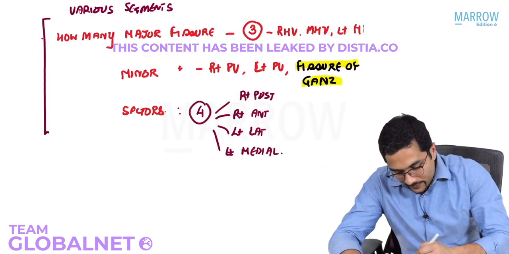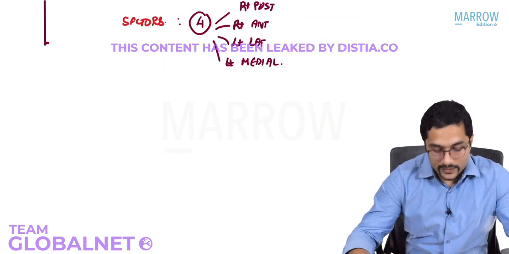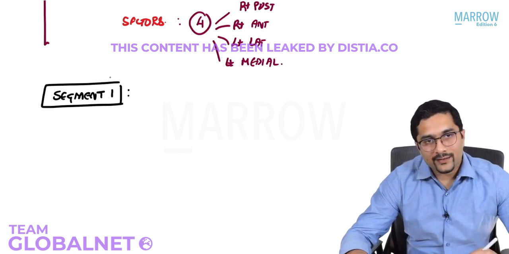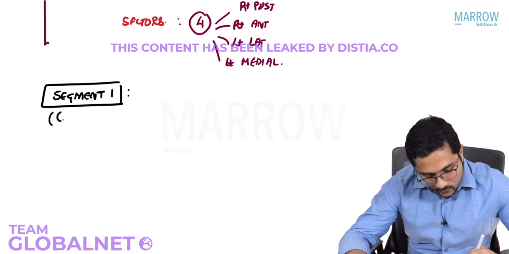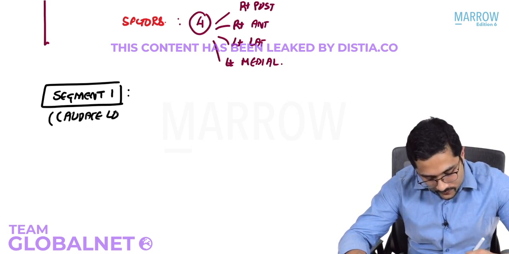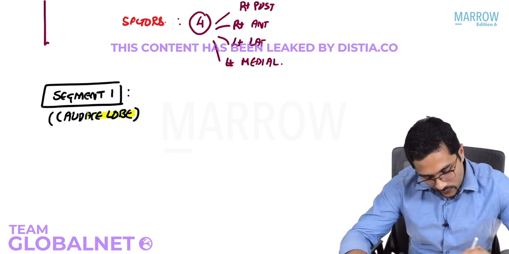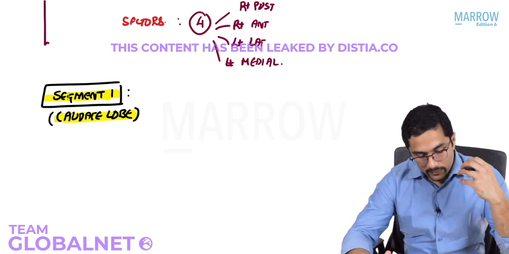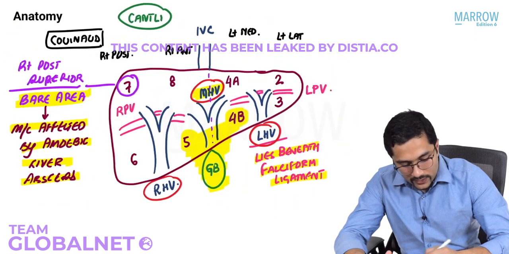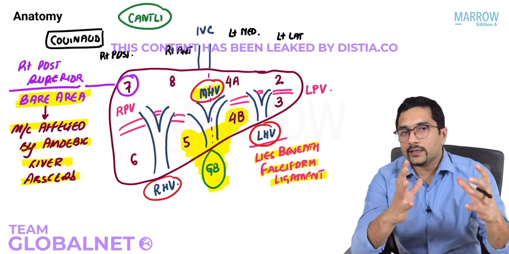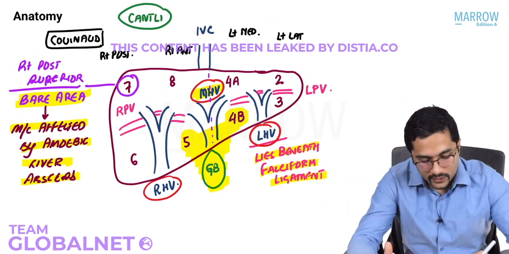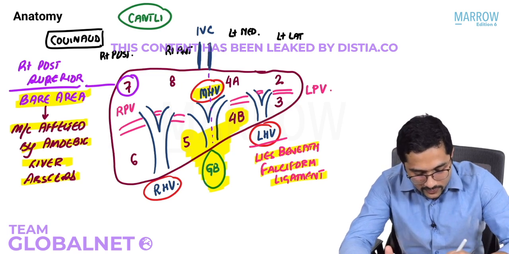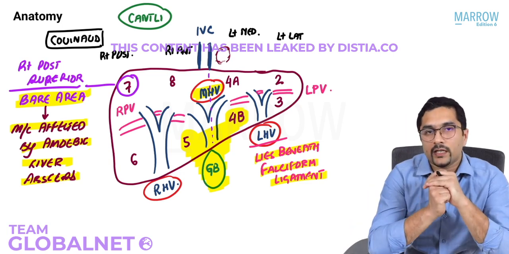Now you also have a segment 1. Till now I haven't mentioned segment 1 at all, so I want you to know about it as well. Segment 1 is an independent segment, also known as the caudate lobe. Where exactly is segment 1 present? To orient you, the majority of segment 1 lies towards the left of the inferior vena cava.